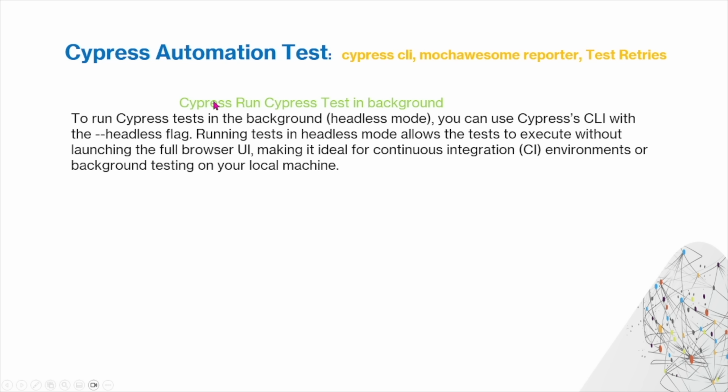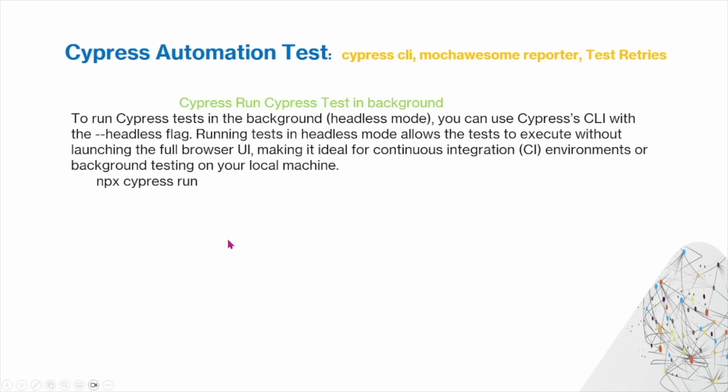So, first, to run Cypress tests in the background, for example, in a headless mode, you can use Cypress's CLI with the headless flag. Running tests in headless mode allows the test to execute without launching the full browser UI, making it ideal for continuous integration environments or background testing on your local machine.